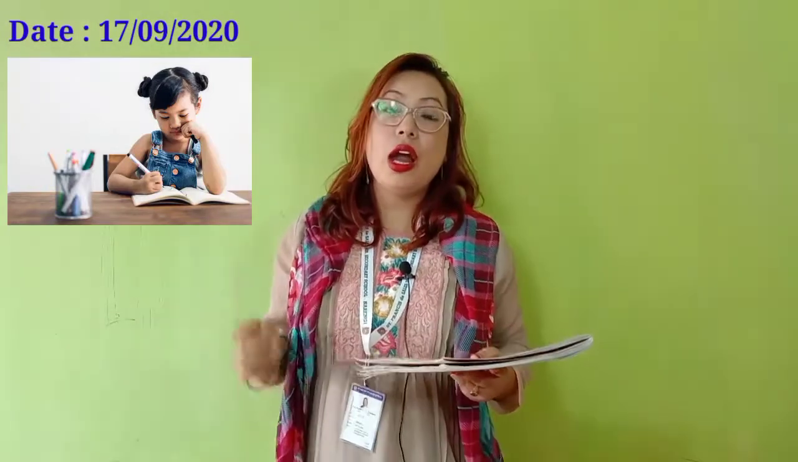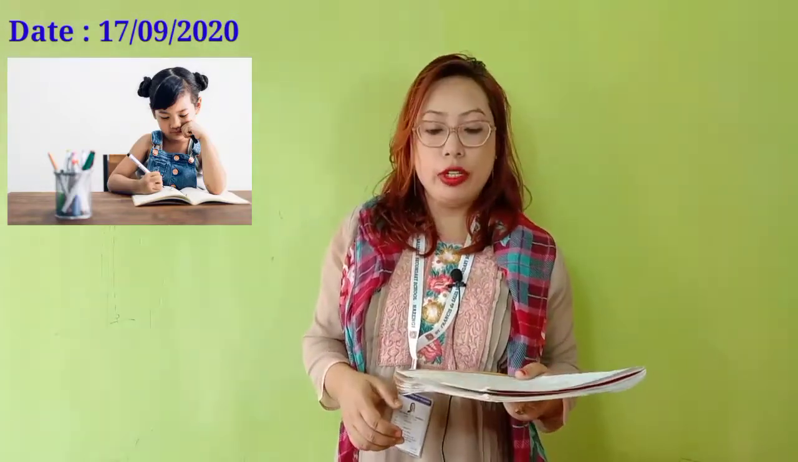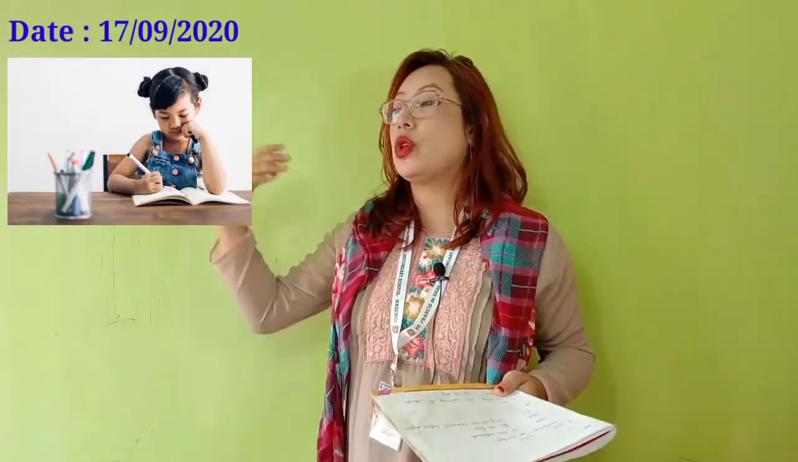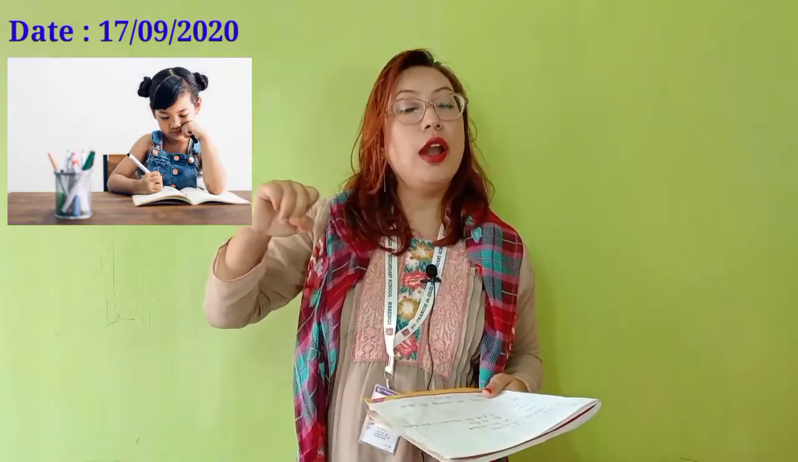Who? My friend. Is doing what? Is writing. Where? In her notebook. She is writing in her notebook. When? Since when? For an hour. Why? To finish her homework before playtime. She wants to go out to play with her friends, so before the playtime she wants to finish her homework.